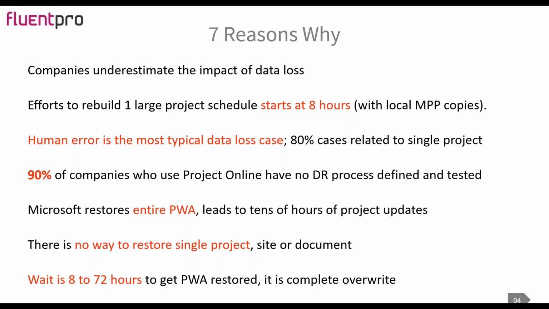The second type of error, but again a human error, is when, for example, an admin does some cleanup and maybe deletes some projects in PWA. So definitely it's all related to training, but still such errors happen from time to time in organizations, and the impact of such errors is huge.